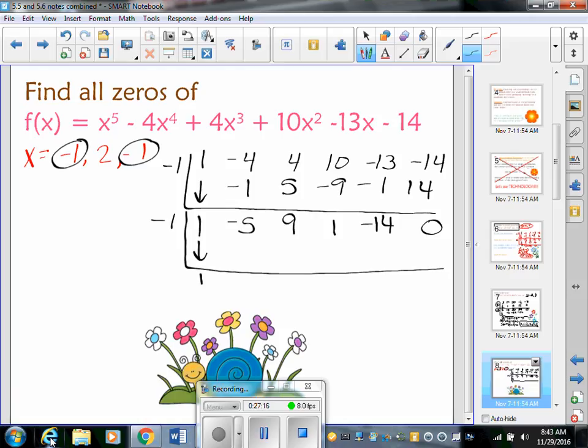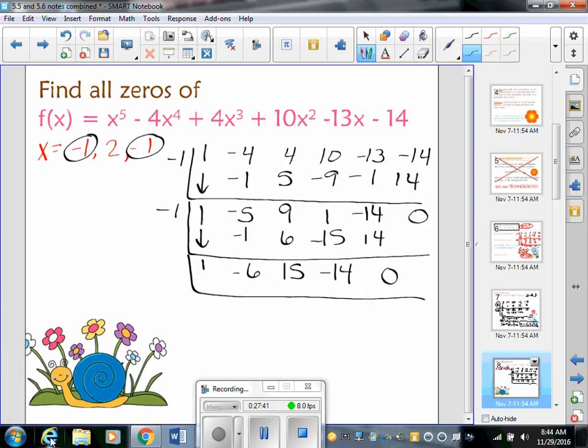Okay, so let's go through our synthetic process. See, the signs change, the numbers change too, right? All right, now what do I do? Synthetic again, let's use the 2. So synthetic again with the 2. So we know all of these work. We confirmed it. There's 0 for remainders.